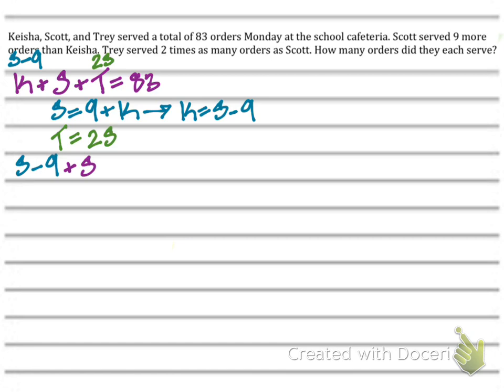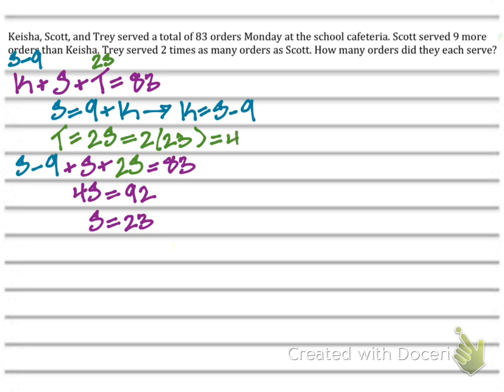So that K is S minus 9 plus S plus 2S is 83. So combining our like terms, S plus S plus 2S, 4S. And then if we go ahead and add 9 to both sides, I'm going to have what, 92? Dividing both sides by 4, S is 23. So now that I know what S is, I can go back up and replace, right? If T is 2S, that's 2 times 23, so 46. And then K is S minus 9, which is 23 minus 9, which is what, 14?